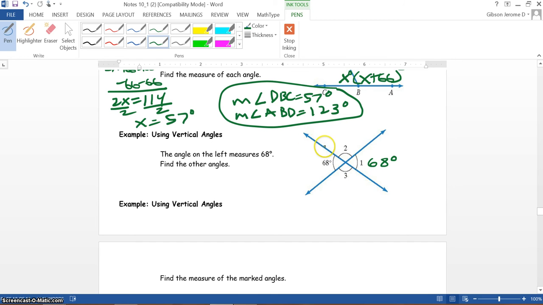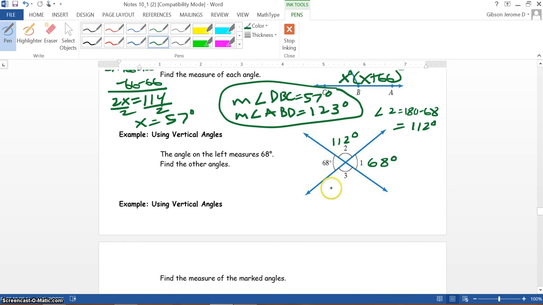Now if you notice here, let's just look at this straight line. Isn't a straight line equal to 180 degrees? So that means that this 68 degrees plus angle 2 should give us 180. So we could just do 180 minus 68 to give us angle 2. So angle 2 is equal to 180 minus 68. 180 minus 68 we know will give us 112. So angle 2 would be 112 degrees.